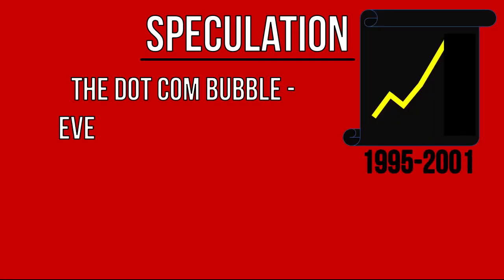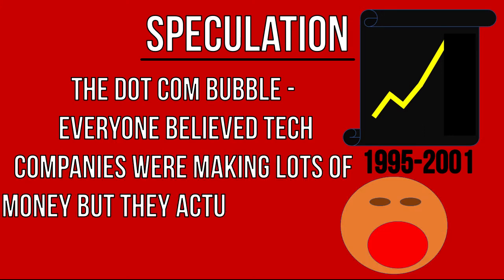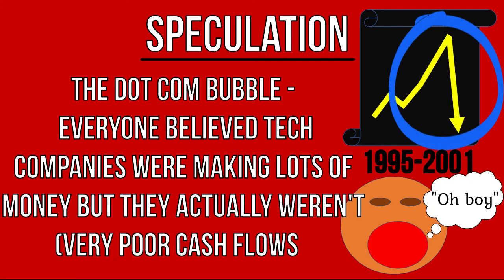The third is speculation. A very popular example is the dot-com bubble from 1995 to 2001, where everyone thought these new technology companies were making a lot of money, but did not realize the cash flows behind the business were mostly very poor.